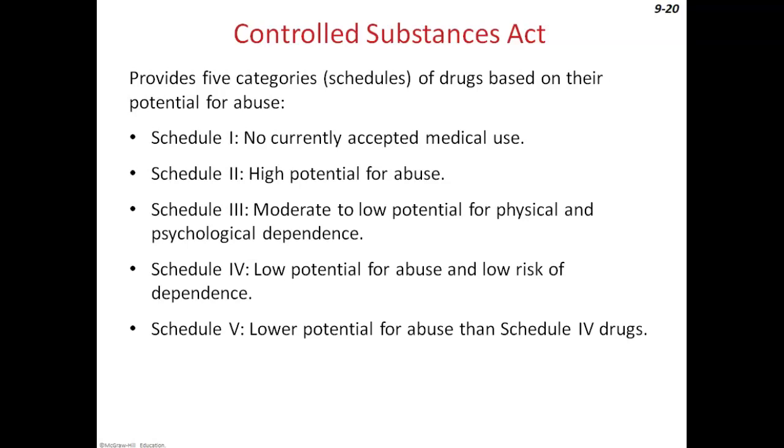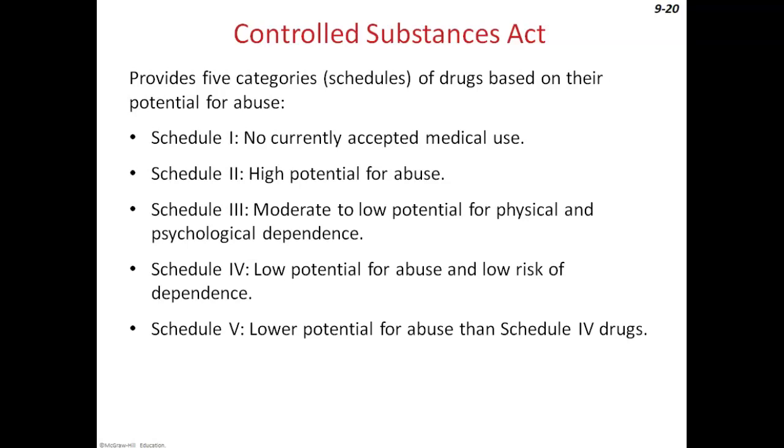Schedule III drugs have a moderate to low potential for physical or psychological dependence. They have more than those of Schedule IV, but less than those of Schedule I and II. These are things like products containing less than 90 milligrams of codeine. Schedule IV drugs have a low potential for abuse and a low risk of dependence. Schedule IV drugs would be Xanax, Soma, Valium, Ativan, Talwin, Ambien, and Tramadol.